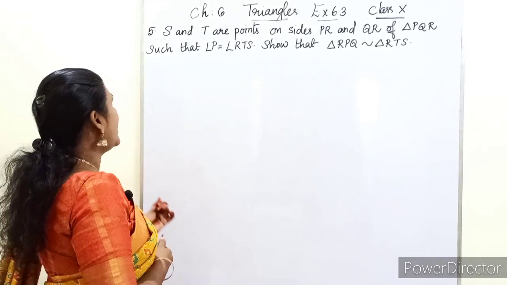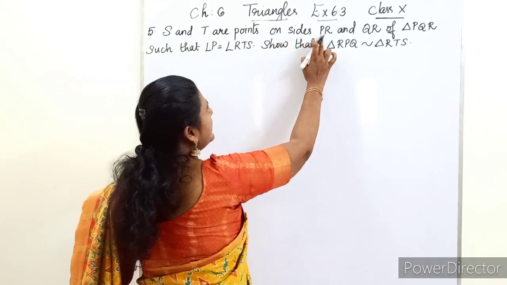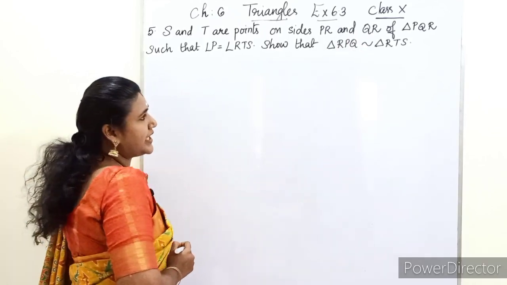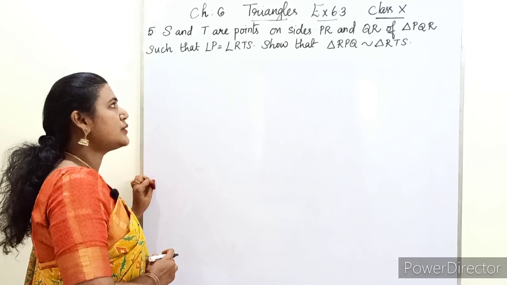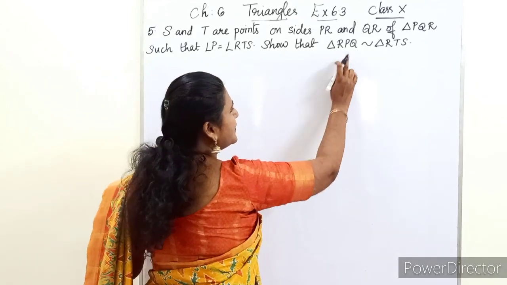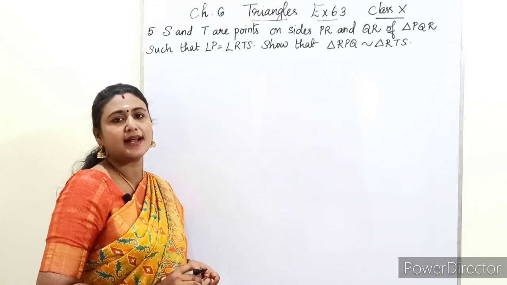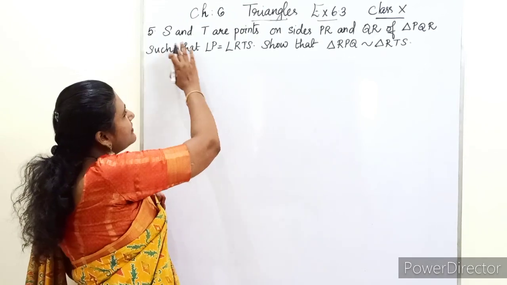So question number 5. S and T are points on sides PR and QR of triangle PQR such that angle P is equal to angle RTS. Show that triangle RPQ is similar to triangle RTS. So this is the question. So here what is given in the question?